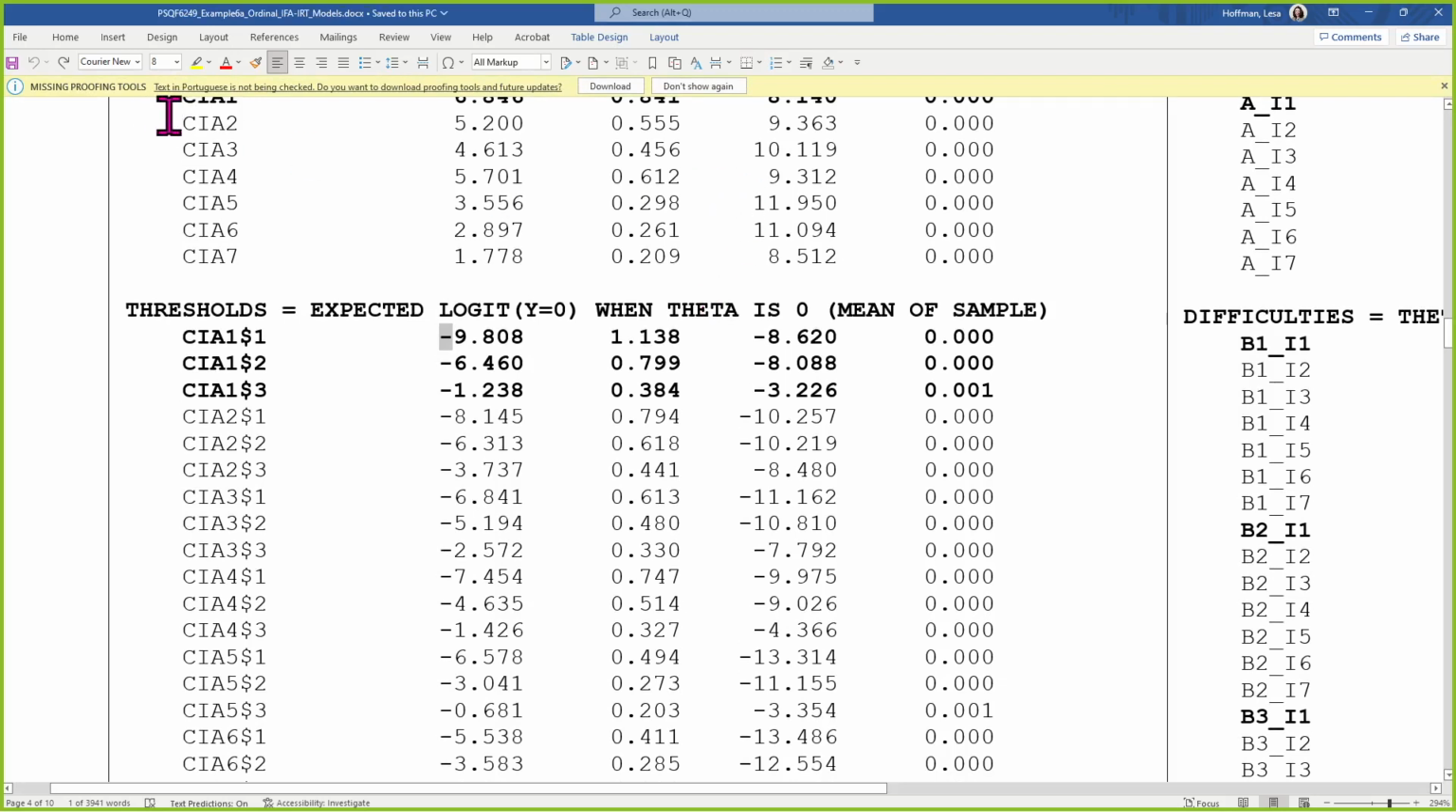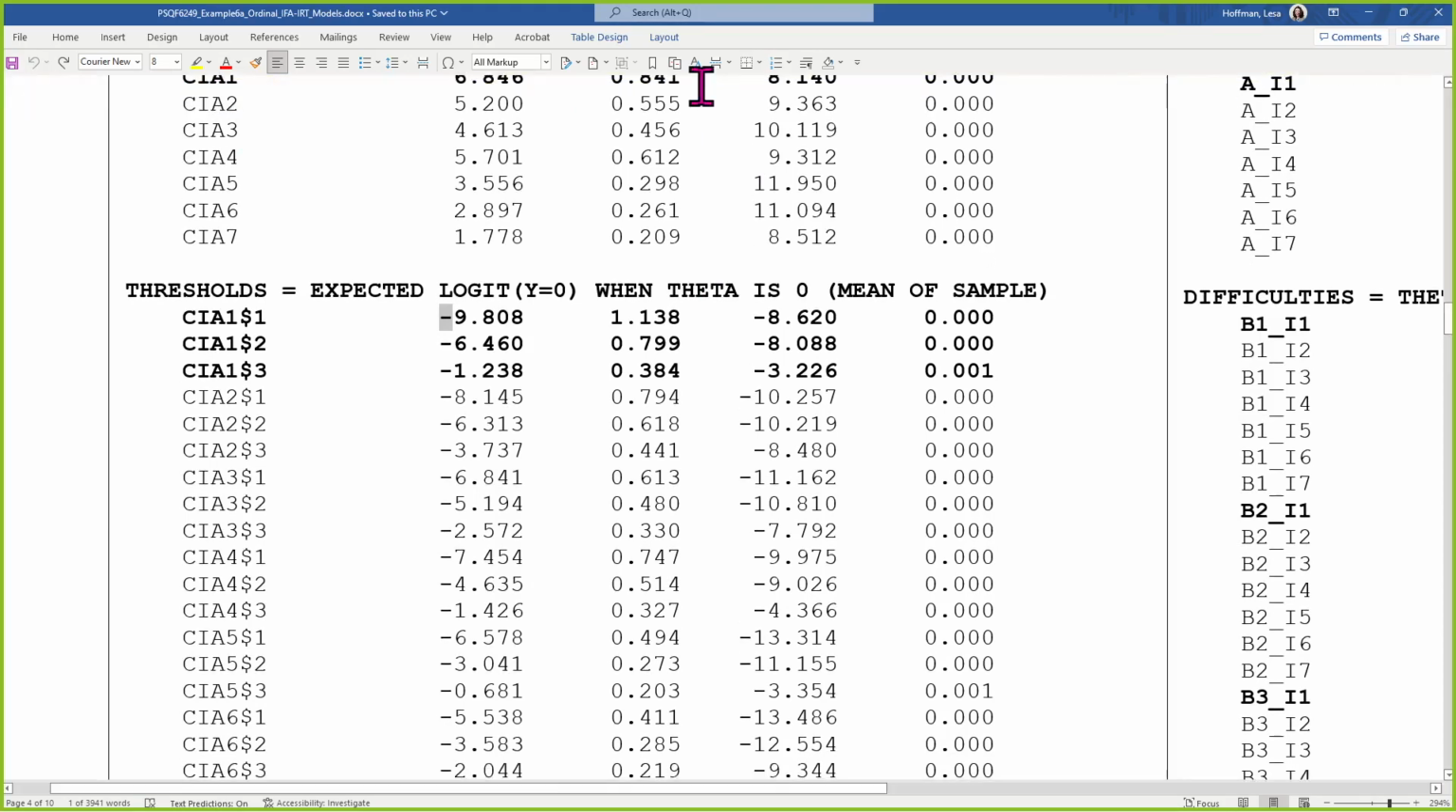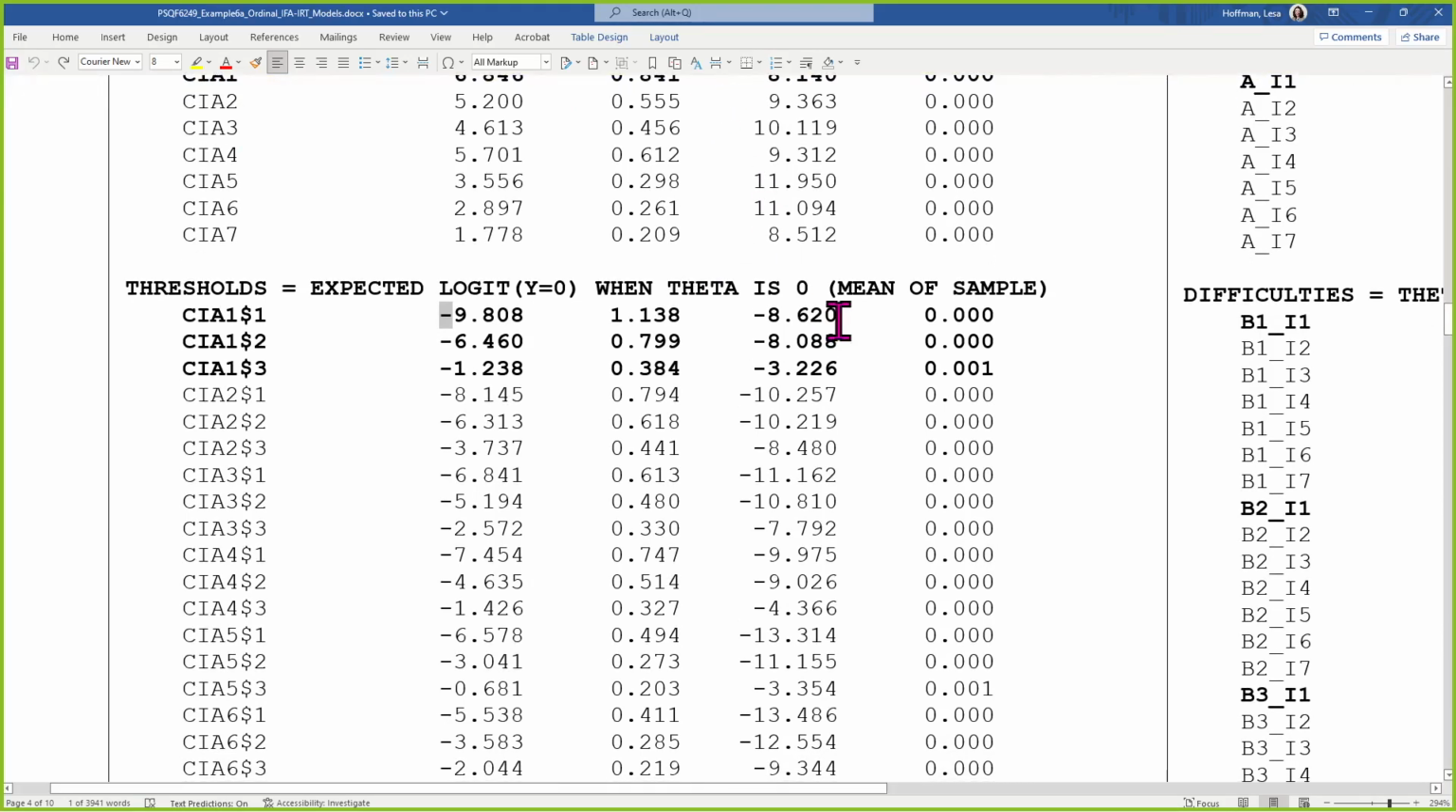Missing proofing tools. Text in Portuguese is not being checked. You know what? I'm okay with that because I don't speak Portuguese. But thank you for interrupting my class to tell me that. Office is very considerate, wouldn't you say? All right, how are we doing?